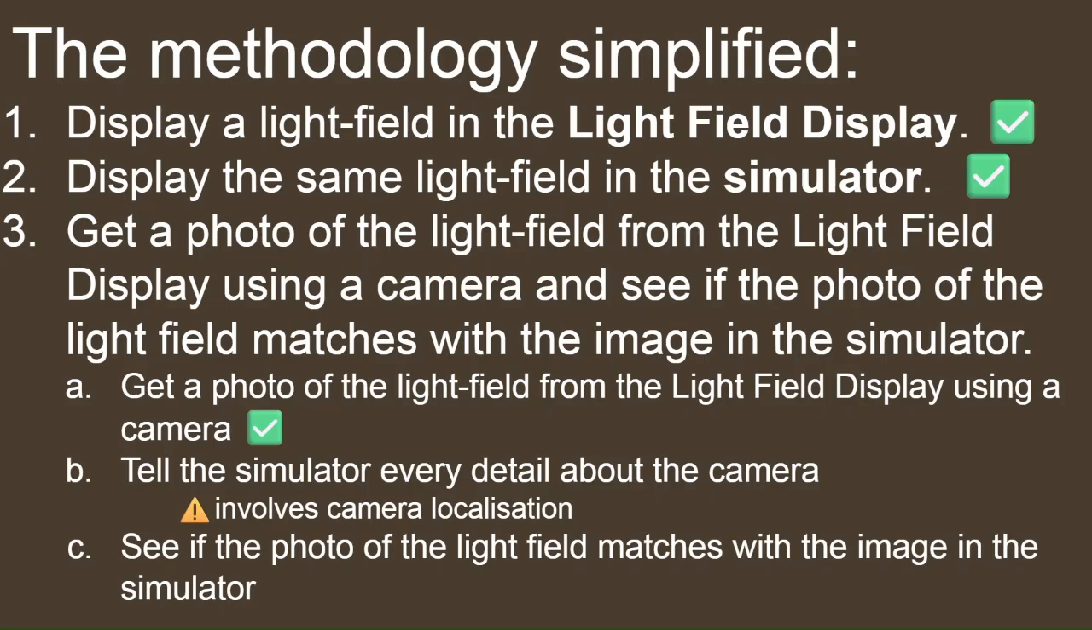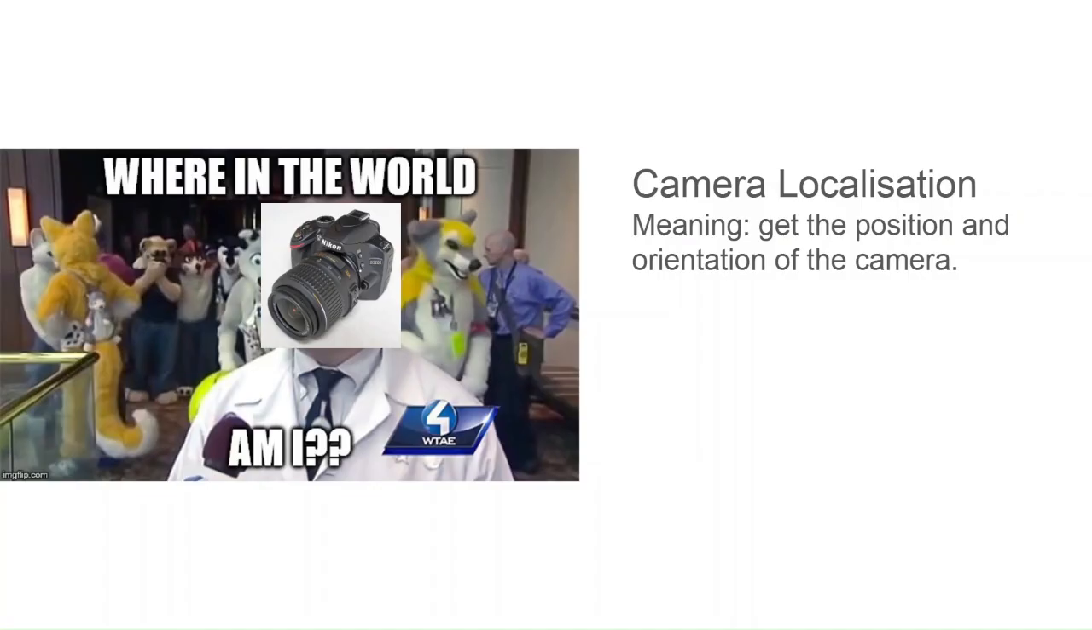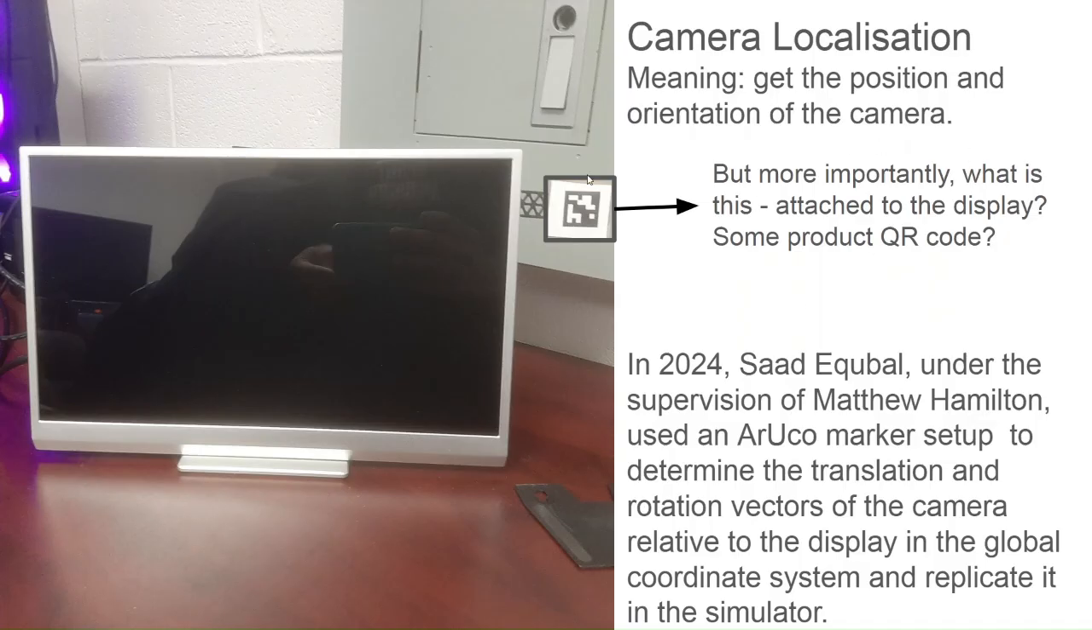It is probably not even that big of a technical term. There's not much of a concept. Just find the position and rotation of this camera. How can we find the position and rotation of this camera? But the more important thing to ask is: what is this thing attached to the light field display?